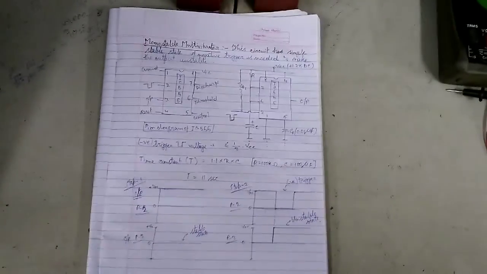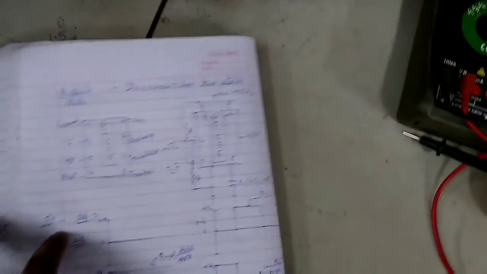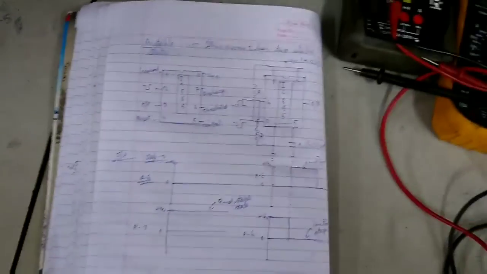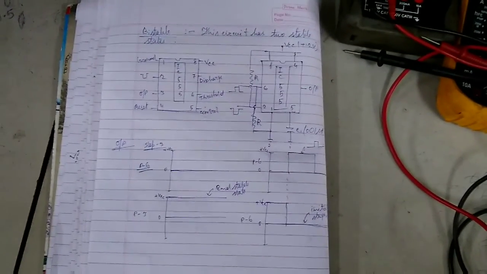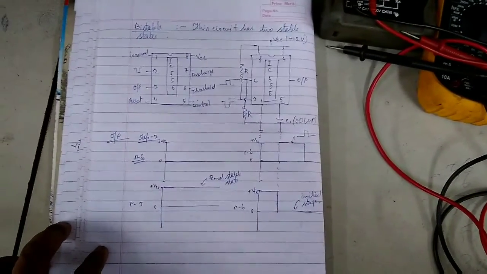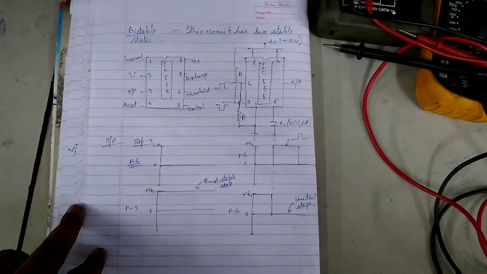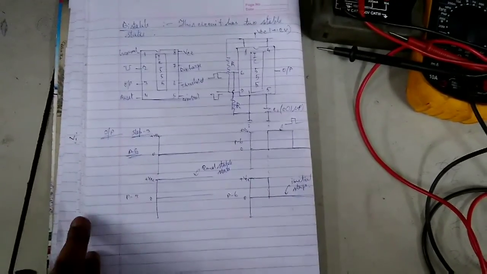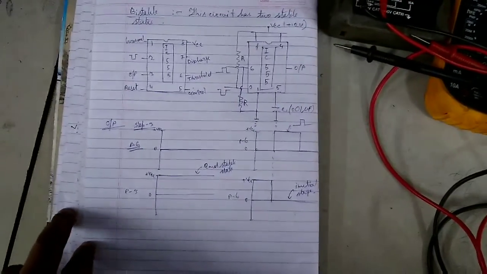But now the last multivibrator, we have to check the last multivibrator, that is called bistable multivibrator. This is here. This is called bistable multivibrator, and here we have two stable states. In monostable multivibrator, mono means single. Monostable multivibrator, we had single stable state, that is the 0 position only, the initial condition. And in bistable multivibrator, we have two different stable states.